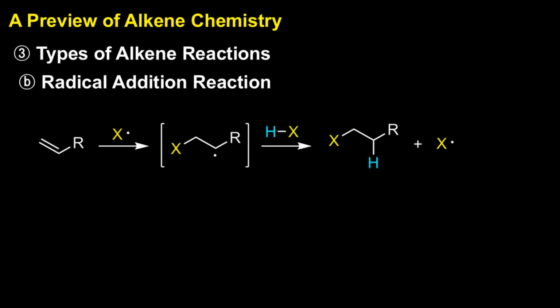Now let's switch gears and talk about radical additions. They're not as common, but their mechanism is pretty unique. It's a chain reaction with three main steps: initiation, propagation, and termination. Unlike the usual electrophilic additions, this one starts with a halogen radical. That radical attacks the double bond, forming a carbon-centered radical. Then that carbon radical grabs a hydrogen, usually from something like HBr, and in doing so, it creates a new halogen radical to continue the chain.